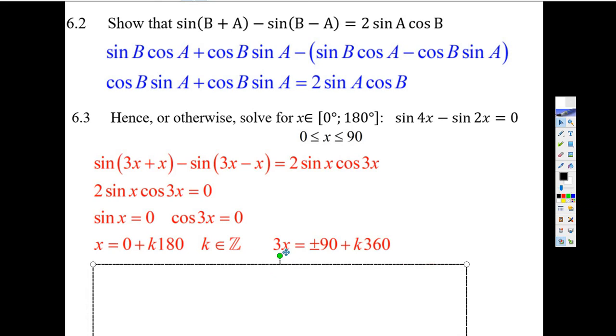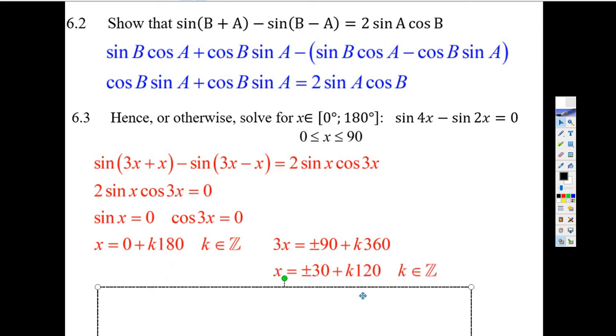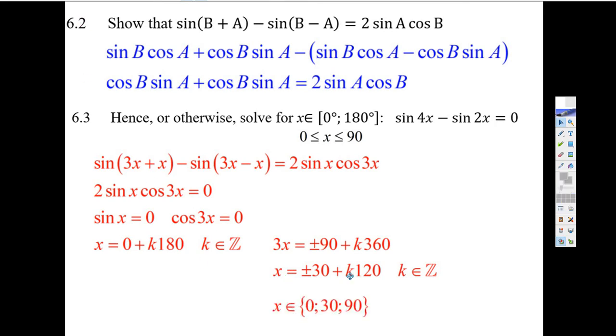And for 3x, what makes the cosine 0? Well, it's plus or minus 90 degrees, and it repeats itself, k times 360. That's one way of doing it. So 3x equals plus or minus 30 plus k times 120, and I like to get the general solution like that. But what are your three answers?